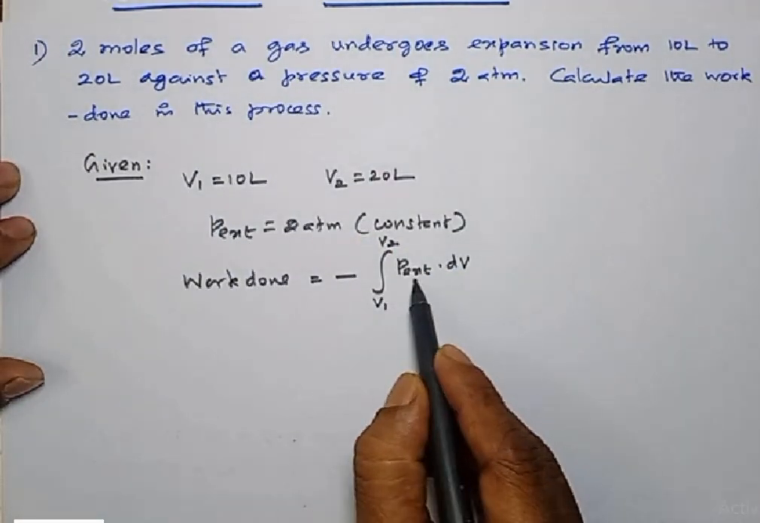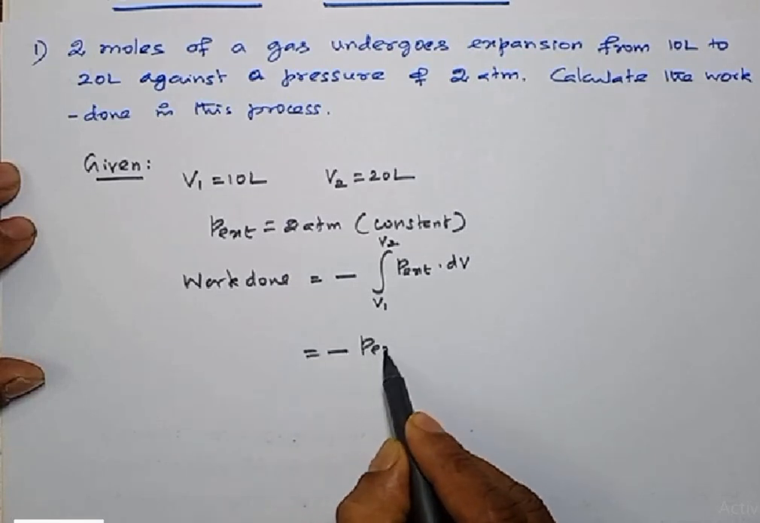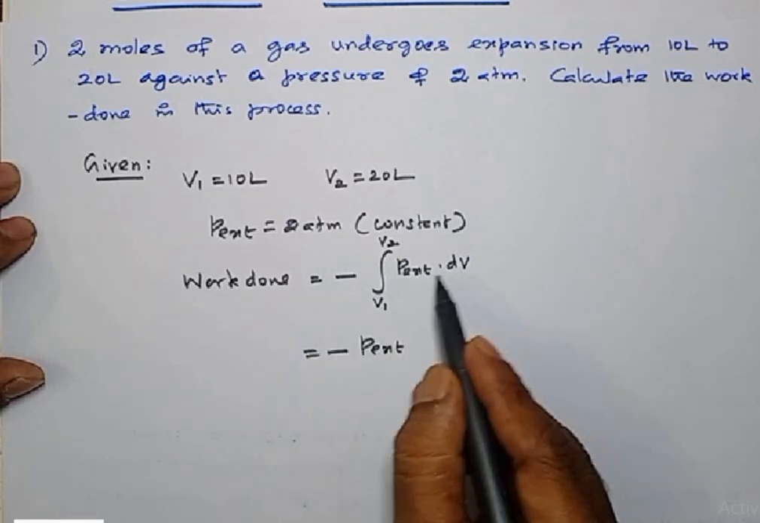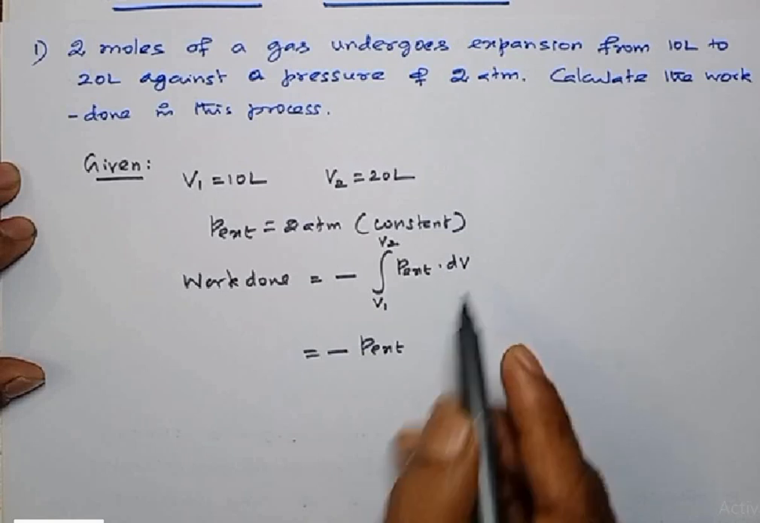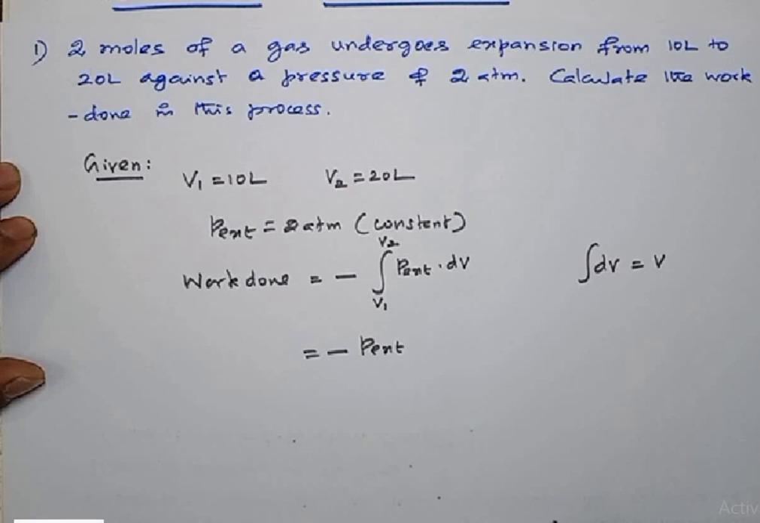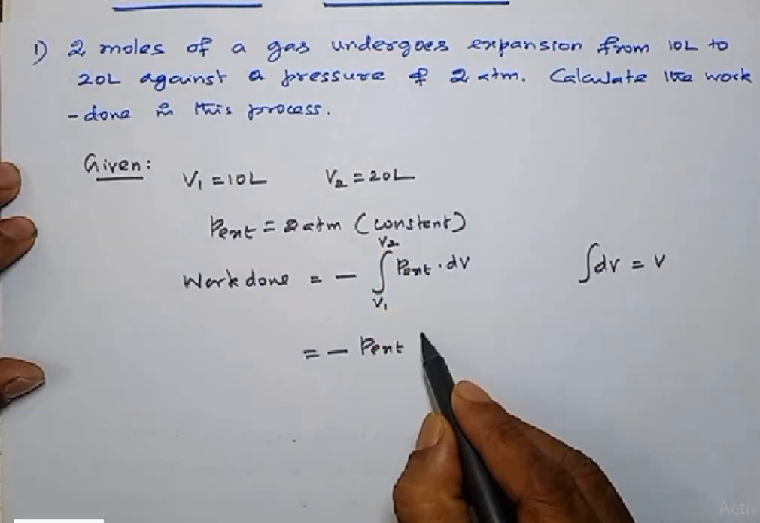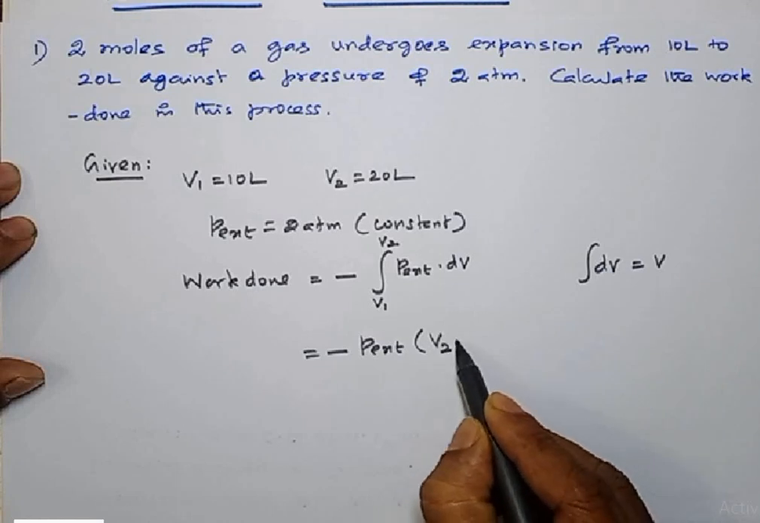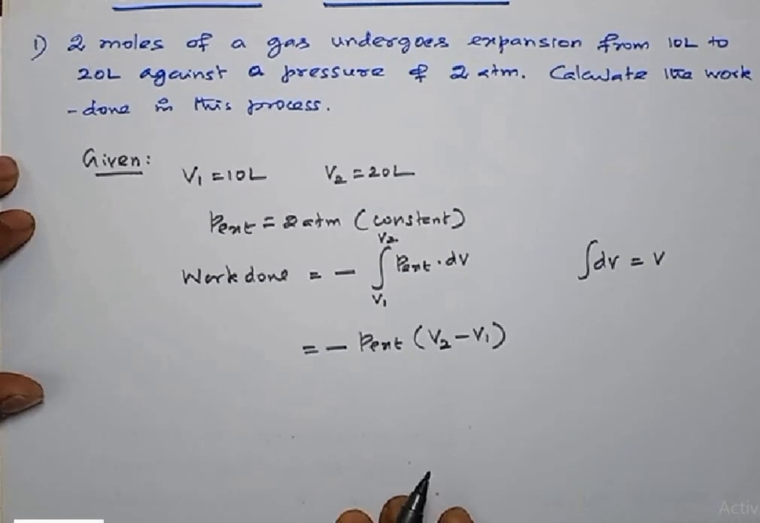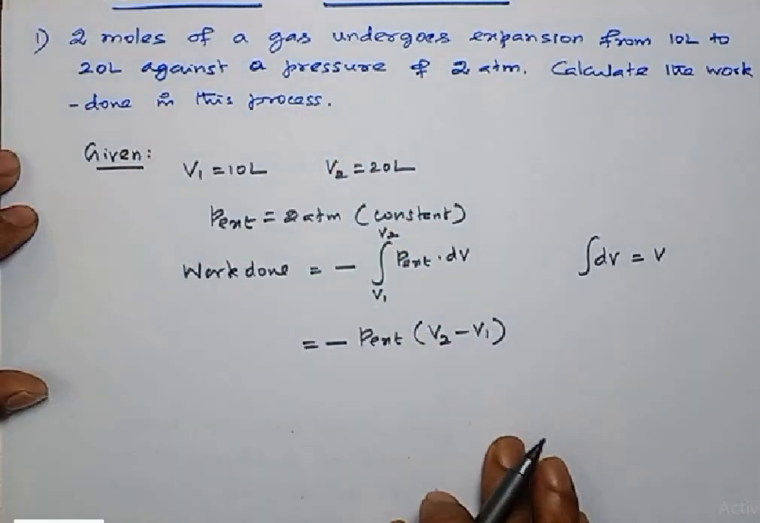Now, external pressure is constant, so you can keep it out: minus external pressure. Then you will get integral dV. What is integral dV? Integral dV is V, upper limit is V2, lower limit is V1. So if I substitute the upper limit and lower limit, I will get V2 minus V1. This is the work done formula if external pressure is constant.